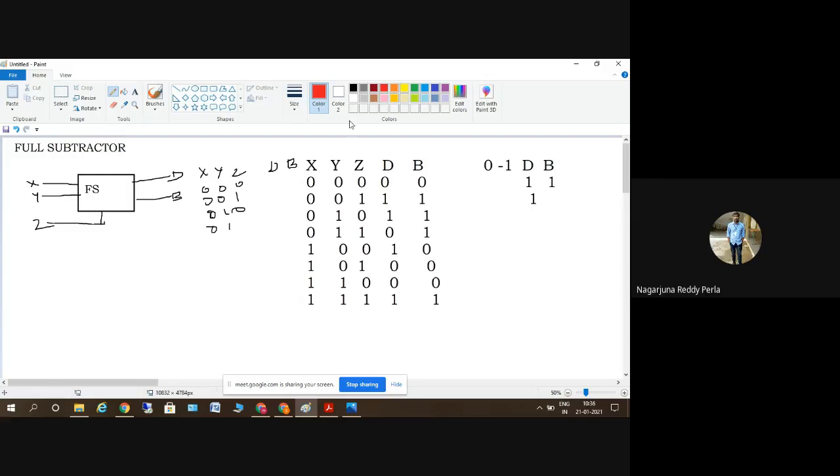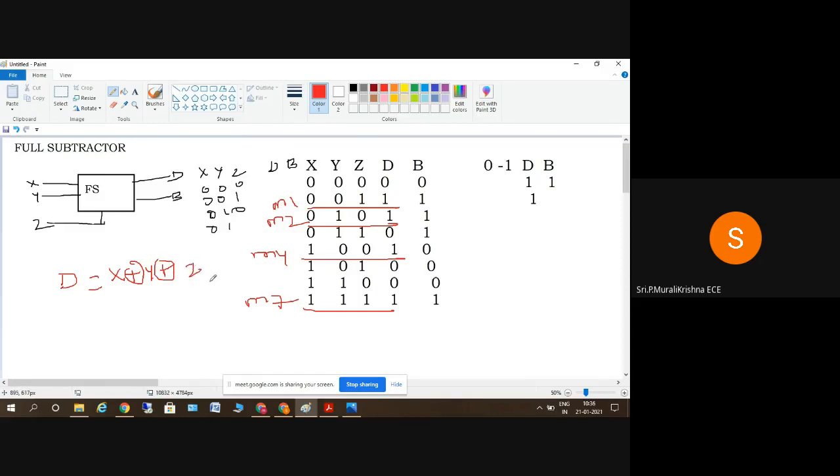For D it is M1, M2, M4, M7. Same as in the case of the sum, we got this K map here. So this is an odd function, which can be implemented with the help of the exclusive OR gate, that is X exclusive OR Y exclusive OR Z. So that is the difference, right? If you want the elaborated one, you can expand these min terms, like M1 plus M2 plus M4 plus M7. Okay, in case of borrow, draw the K map now.